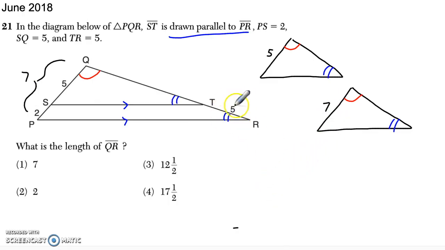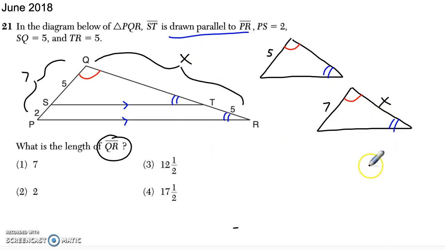Oh, I didn't see this 5 over here. Okay, so I've got a little 5 over here, but notice that is just this piece. It is not the entire side of the big triangle, and it is not at all the side in the little triangle. I'm looking for QR, so let's label QR X. So the whole thing is X. That's going to be the side in the big triangle, X.